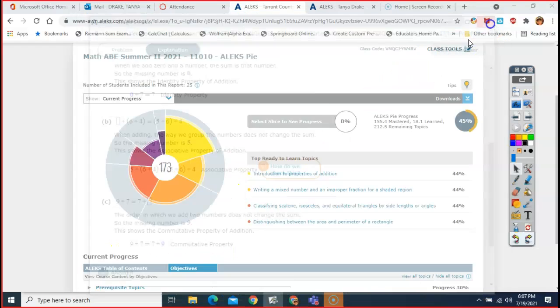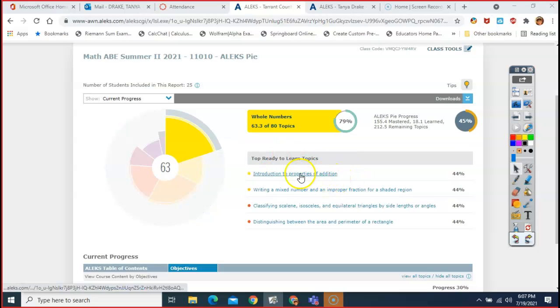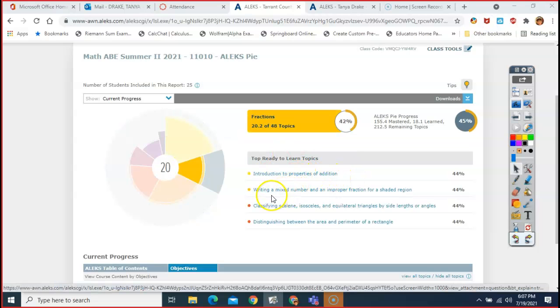All right, that's the first one that a lot of students are having issues with. The next one is writing a mixed number and an improper fraction from a shaded region. I was wondering when this was going to pop up. Every class, we have students that have issues here.